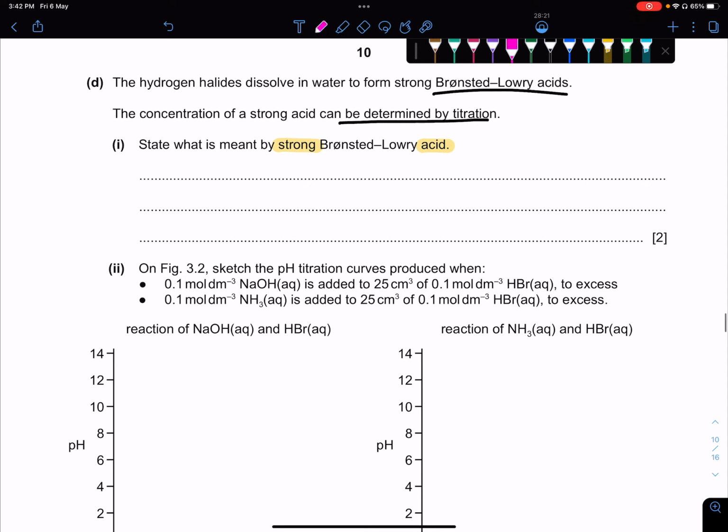Take 2 separate marks. So you're going to write: what is an acid? An acid is a proton donor, and you get 1 mark for that. What is meant by strong Brønsted-Lowry acid? It means an acid is a proton donor.